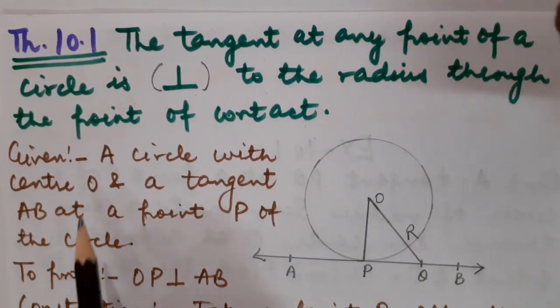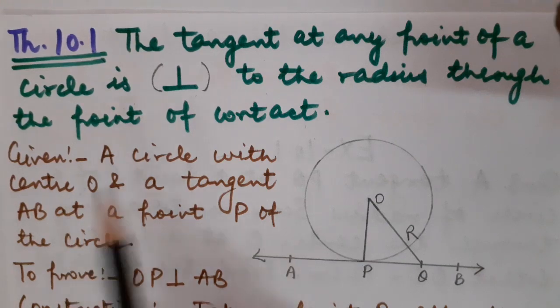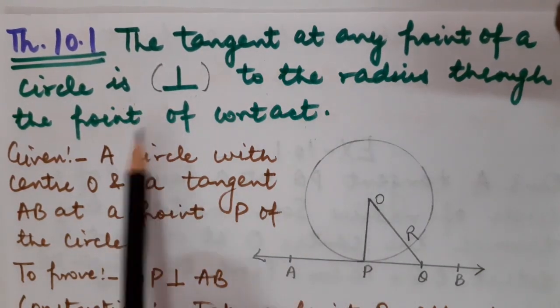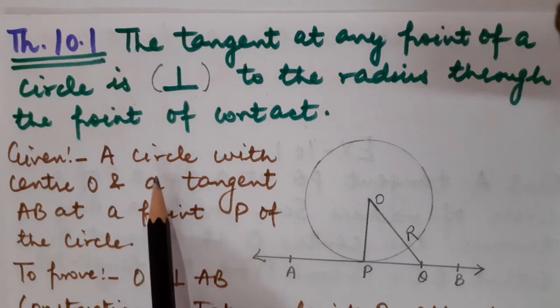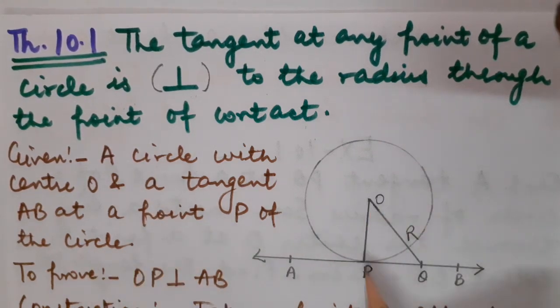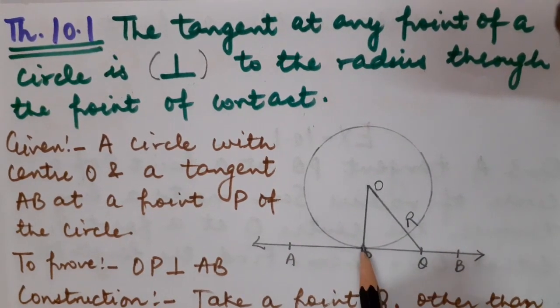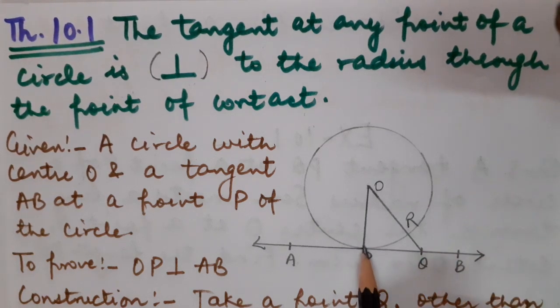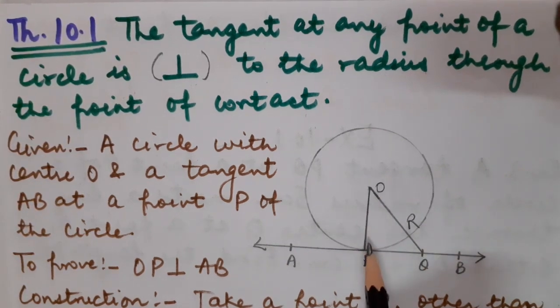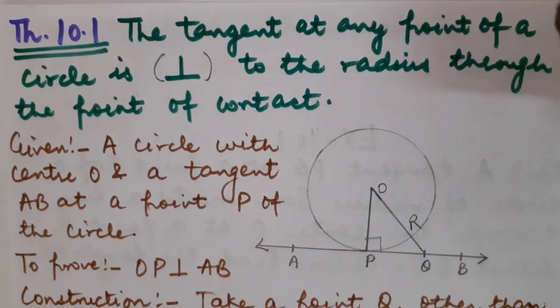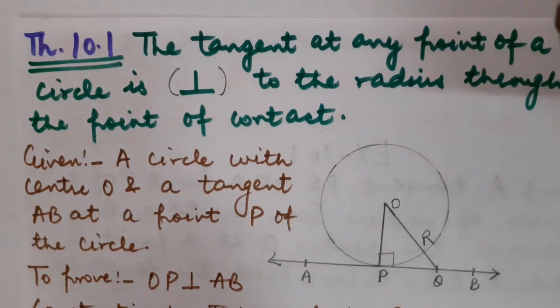Before I switch to given and to prove, let me explain what is basically the statement of this theorem. Through this theorem, we have to prove that a tangent at any point of a circle, here I have taken a point P and one tangent is drawn, so at any point of the circle, whenever a tangent is drawn, that tangent is basically perpendicular to the radius at the point of contact. This we have to prove. Correct, children? So let us start.